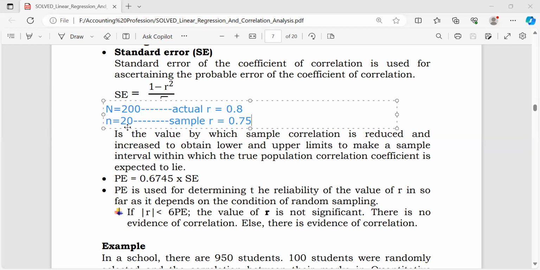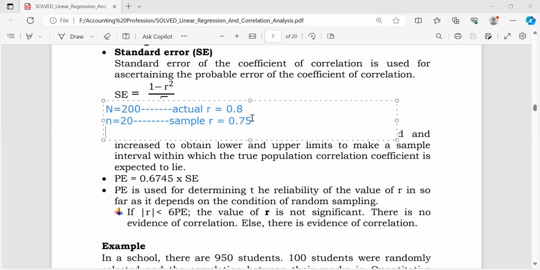So it showed that the sample can give a correlation coefficient that is not exactly equal to what you would have obtained had you used the entire items in the population, right? So in view of that, we try to make a certain interval in such a way that this 0.8 should be within that interval. How do we do that? To obtain the interval now, we say 0.75, the correlation coefficient of the sample, plus or minus probable what? Probable error.